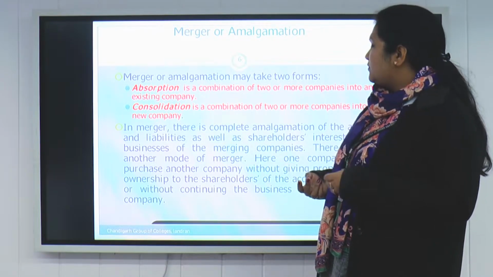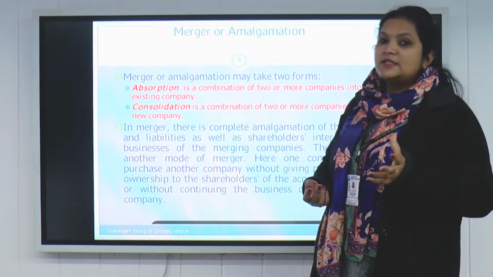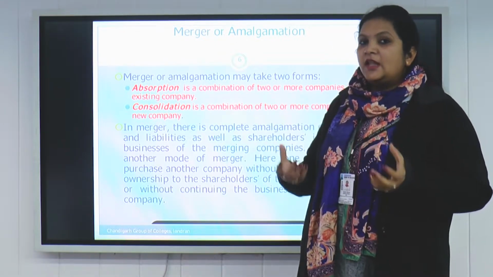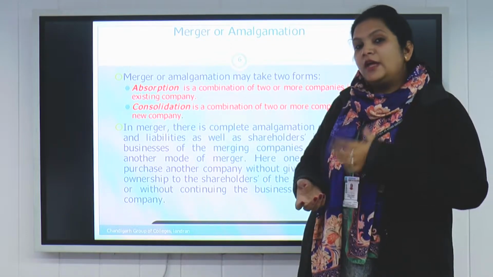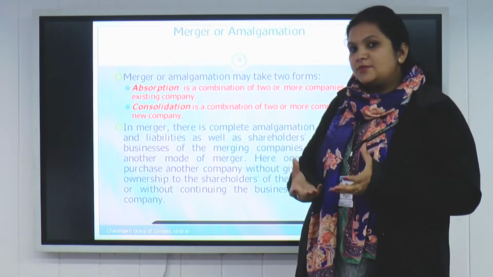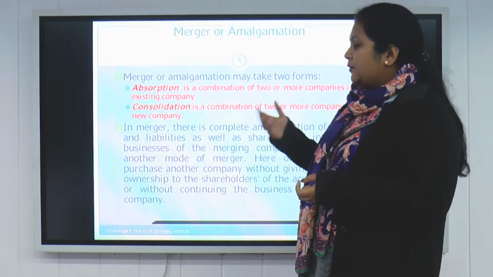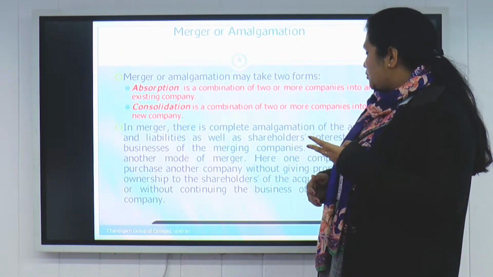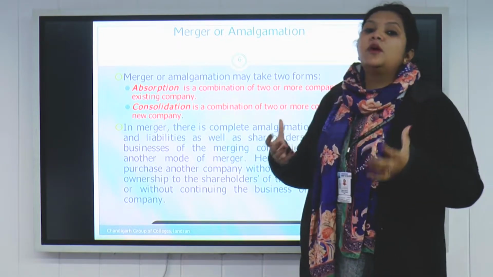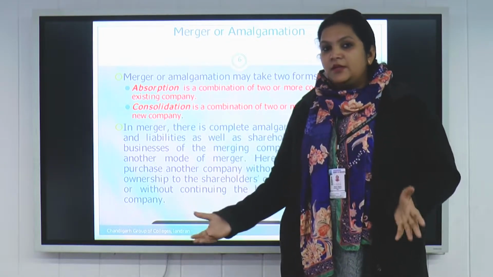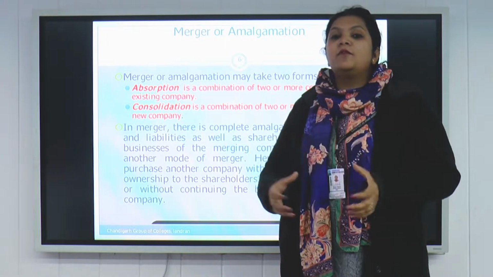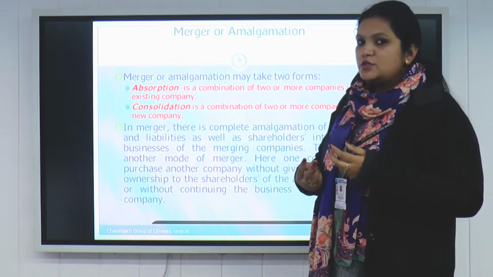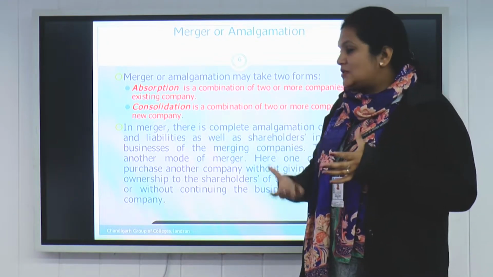Absorption is the combination of two or more companies into an existing company. Just like I said, there are two companies A and B, and these two companies merge into A, or these two companies merge into company B. But consolidation is the combination of two or more companies into a new company. Company A and company B merge together and form a company C. That is consolidation. So these are two types of mergers that generally take place in the business world.